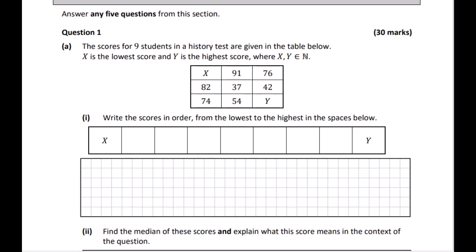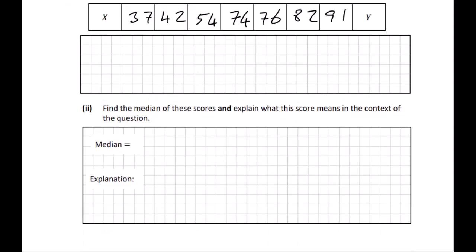Okay, so we have X and Y already done, so when you go through all of these you'll find that 37 is next, then 42, then 54, then 74, then 76, 82, and 91. Okay, so that's part 1. Let's have a look at part 2. Find the median of these scores and explain what this score means in the context of the question.